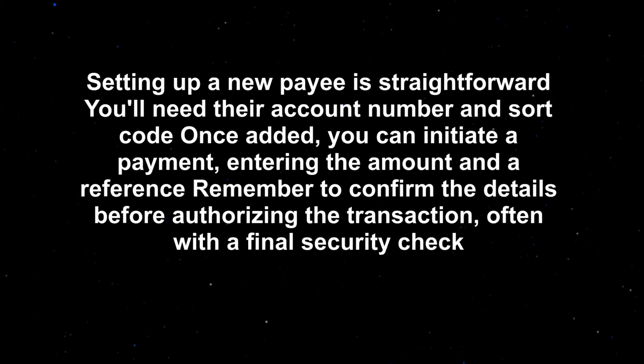Setting up a new payee? Straightforward. You'll need their account number and sort code. Once added, you can initiate a payment, entering the amount and a reference. Remember to confirm the details before authorizing the transaction, often with a final security check.